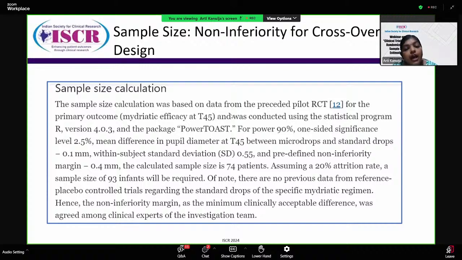Here they have used R software, and the package they used is PowerTOST. The required data they have is a power of 90% and a one-sided significance of 2.5%. They also mention the mean difference, so there is a nice entry in the paper about how they did the sample size estimation. Since they used an R package, I'm recalculating in another software to see if I get the sample size they presented, 74 patients. They've also assumed a 20% attrition rate.